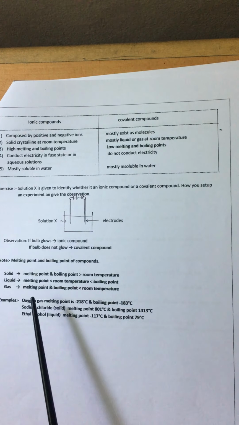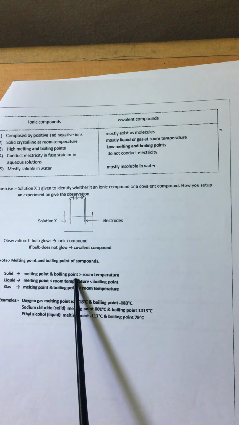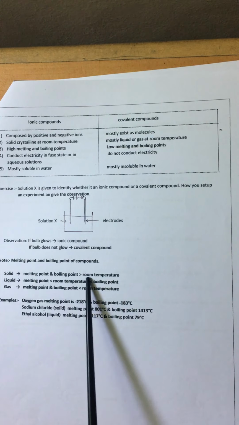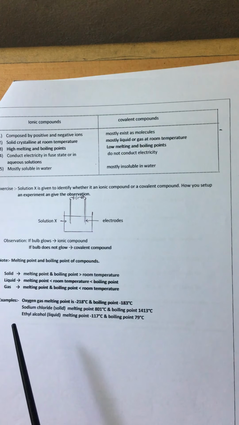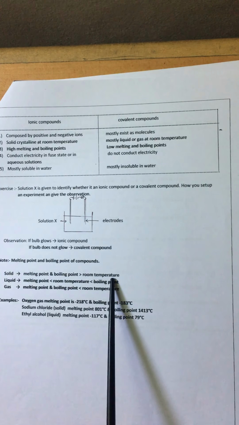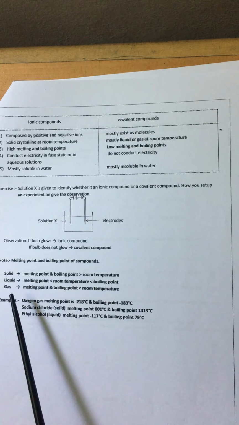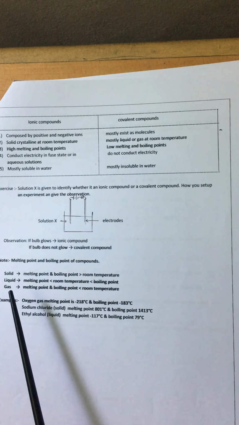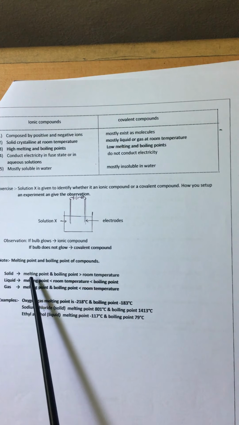So here some examples are given. If it is a solid substance, the melting and boiling point is greater than room temperature. Room temperature means normal environmental temperature. Say 25 Celsius is the room temperature. Just I am saying room temperature is 25 Celsius. So at room temperature, the substance is solid. That means it didn't reach the melting point or the boiling point. That's why it remains as a solid.